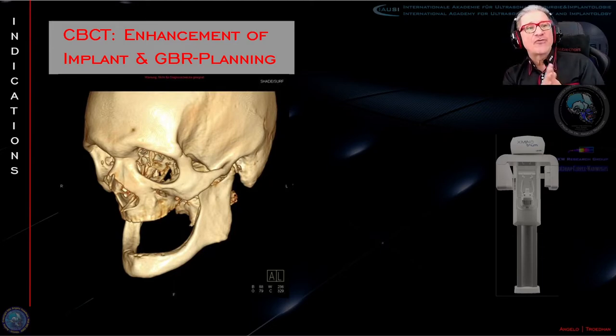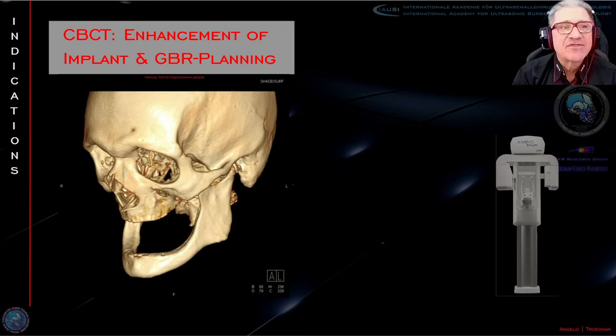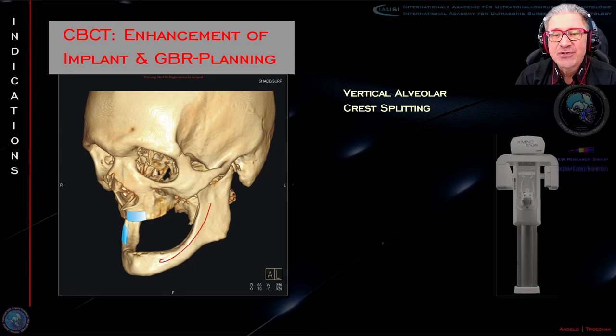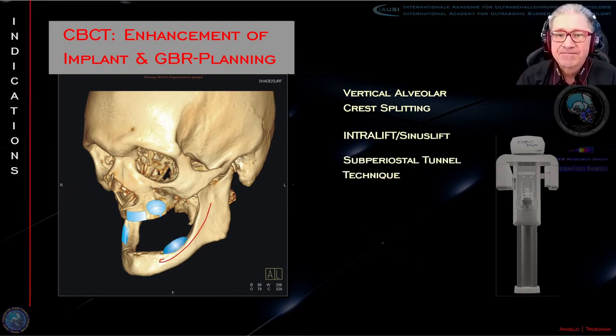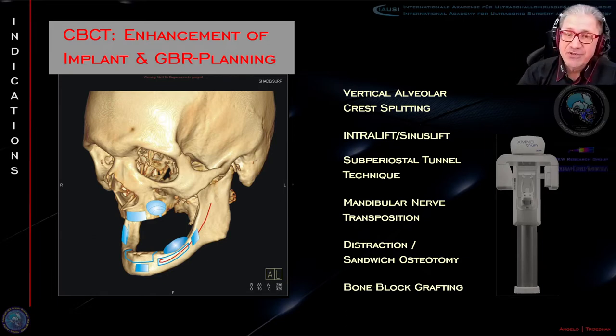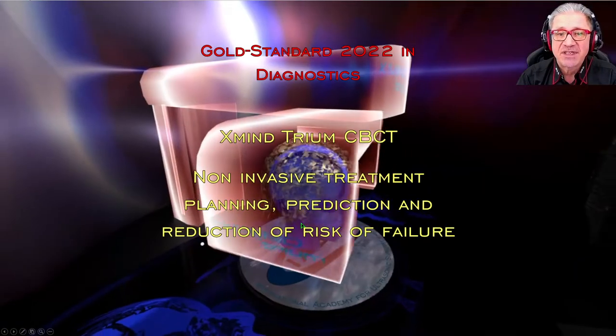But today's focus will, of course, be more regarding the use of CBCT for enhancement of implant and GBR planning. Actually, you can use, or you will have to use, the CBCT for virtually any surgical planning in the future. When it comes to vertical alveolar crest splitting for the narrow alveolar crest, when it comes to sinus lifting or the intralift procedure, which I will present later on. Of course, when we speak about the subperiosteal tunnel technique, mandibular nerve transposition, distraction and sandwich osteotomies, and of course, regarding bone block grafting, so that you can already, before you start your surgery, determine what is going to be the size of the bone block and where is the optimum position to harvest it.